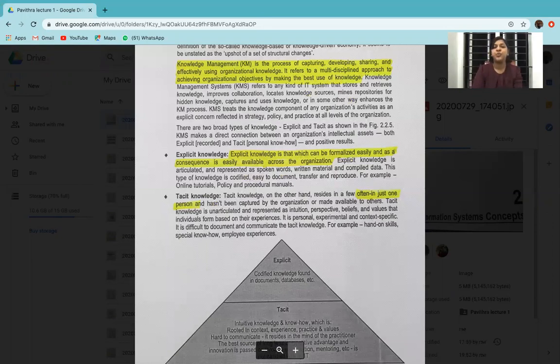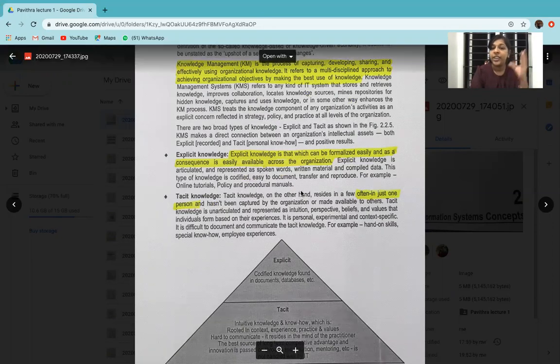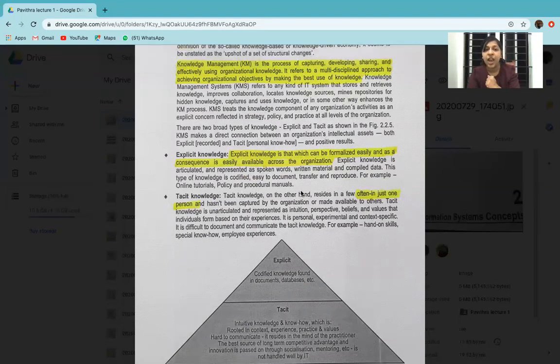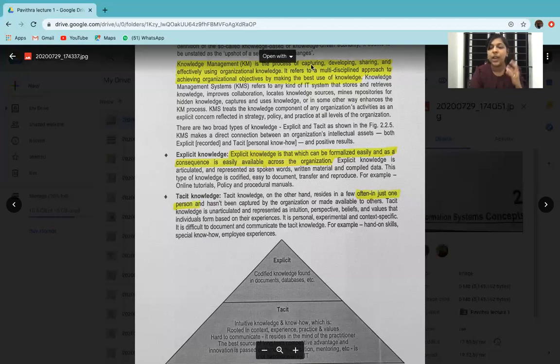What is knowledge management? It is a process of capturing, developing, sharing, and effectively using the organization's knowledge. So capturing, developing, and sharing the knowledge which is in the organization, we are going to enrich it. It is a multidisciplined approach to achieve the organizational objective by making the best use of knowledge inside the organization.